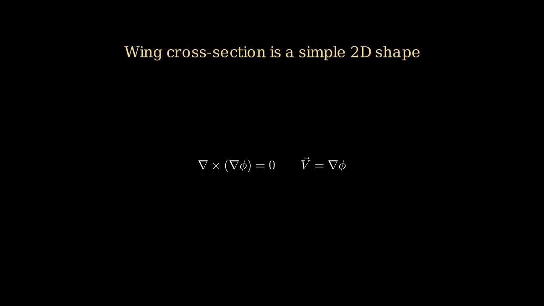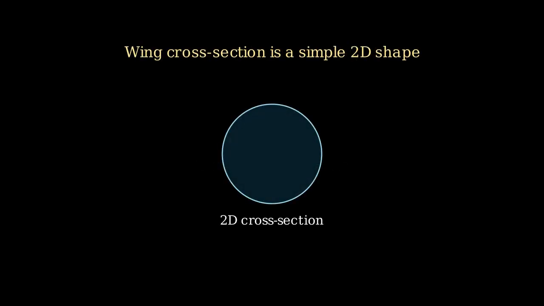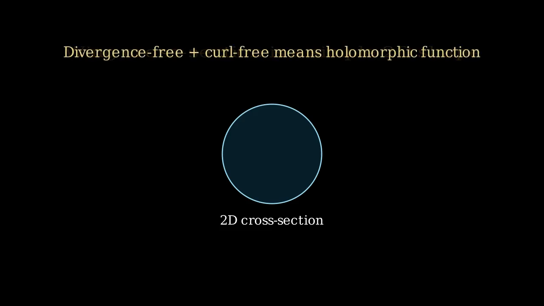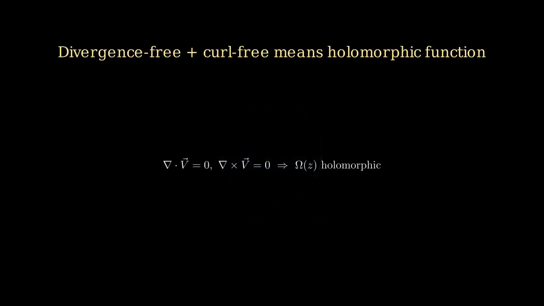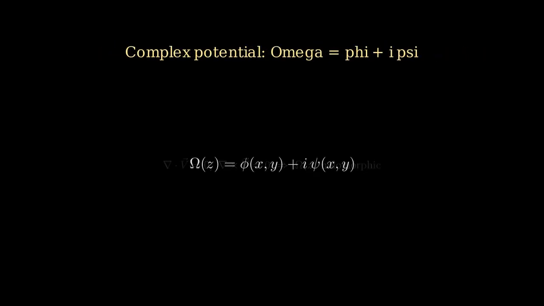An aircraft wing's cross-section, sliced straight through, gives a 2D shape, and airflow around this shape can be modeled almost entirely using 2D complex functions. Pattern to recognize, a 2D vector field that's both divergence-free and curl-free is exactly the condition for a complex function to be holomorphic. Define the complex potential, combining the velocity potential phi with a partner function psi called the stream function. Omega of z equals phi of x, y plus i psi of x, y.